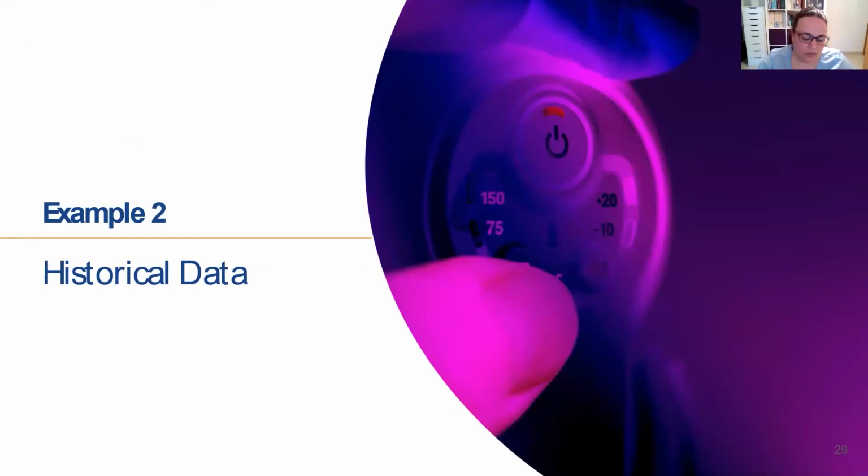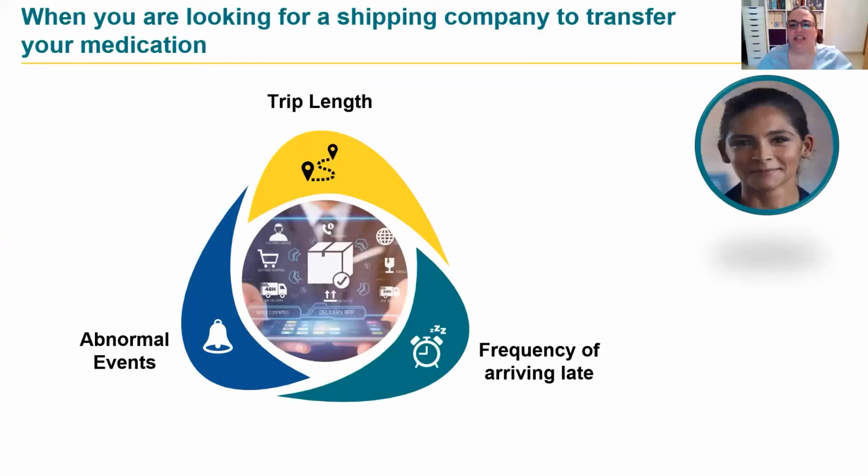Second example. When we track and collect all this information, we now have a lot of historical data, and we can analyze it and help the users make better business decisions using historical information. So this is Karen, and she is responsible for importing medications from Florida to Israel.